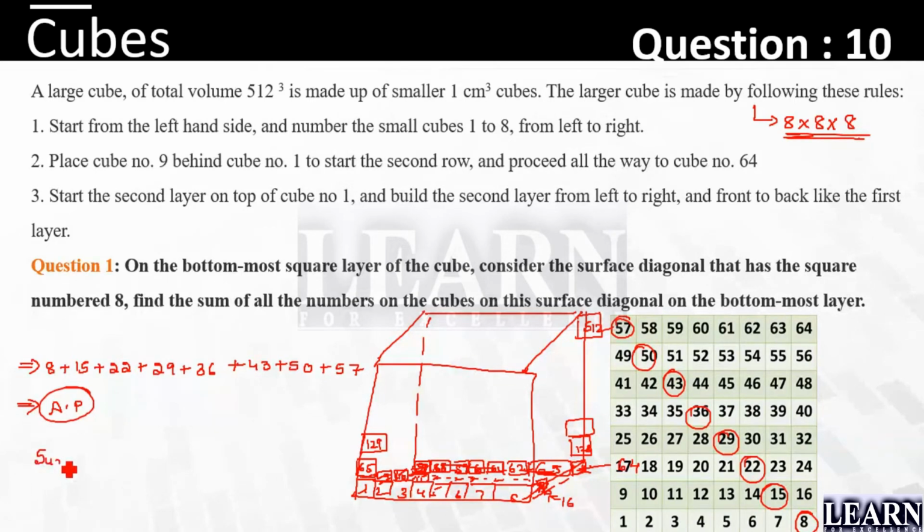So how are we going to take out the sum? We have the formula for the sum of n terms, right? Sum equals n by 2 into a plus l, where a is the first term and l is the last term. How many terms are there? 8 rows. We have got 8 values. So 8 by 2 into a plus l, 8 plus 57. So this is going to be 4 into 65. So 65 four times is 260. So the sum of these numbers is going to be 260.